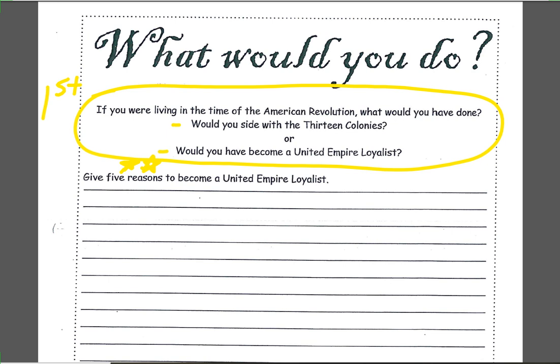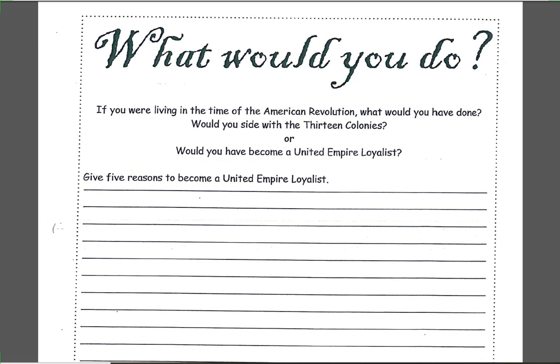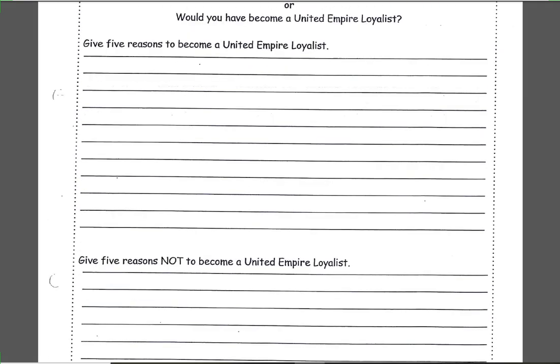Next, you will complete the next two sections. 5 reasons to become a United Empire loyalist, and you are going to write a paragraph, not bullet form. 1 paragraph, 5 sentences with the 5 reasons to become a United Empire loyalist. Okay? And then I'm going to scroll here. The highlights will go. And then you're going to do the same thing. Give 5 reasons not to become a United Empire loyalist. So, another paragraph saying why you should not become a United Empire loyalist.